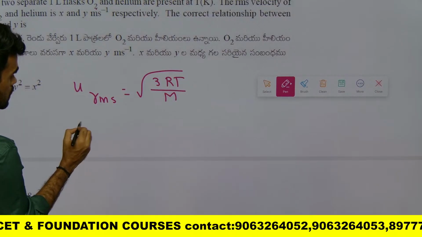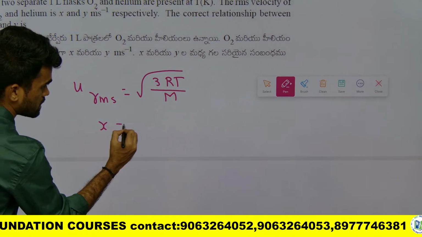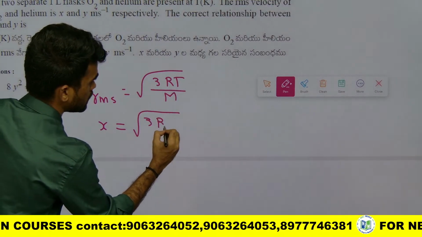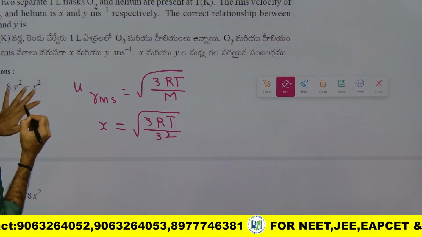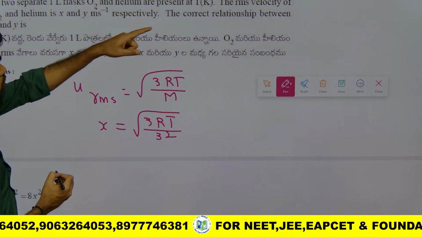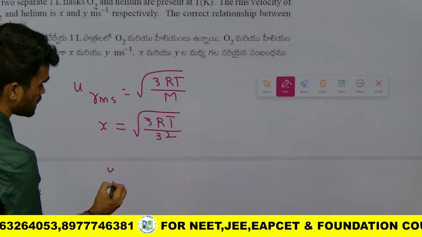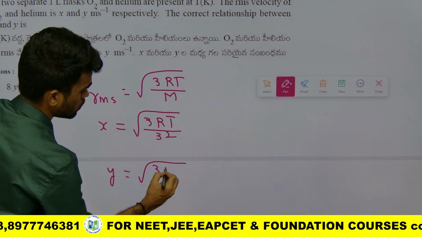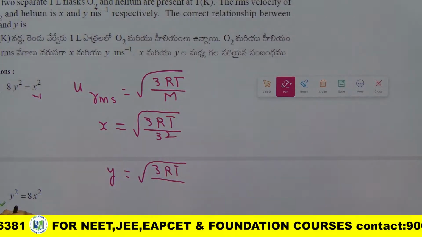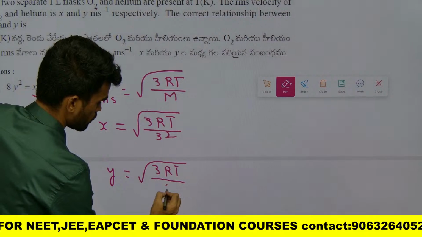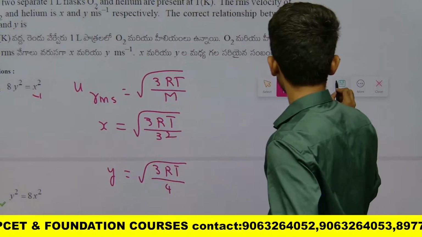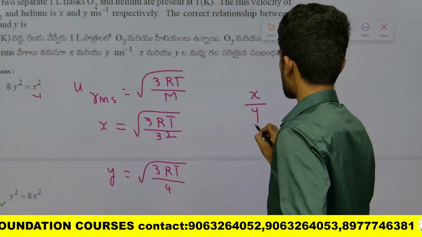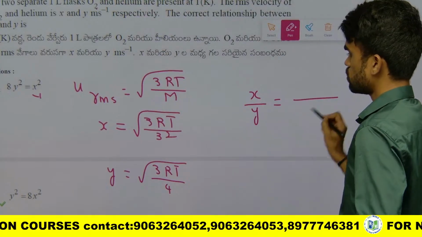So the RMS velocity of O2 is x. For oxygen, x equals root over 3RT by, what is the molar mass of oxygen? It is 32. Then for helium gas, y equals root over 3RT by 4, the molar mass of helium. Now you can take the ratio of these two. So what will be the ratio you will get? X by Y equals, okay, how much will you get?